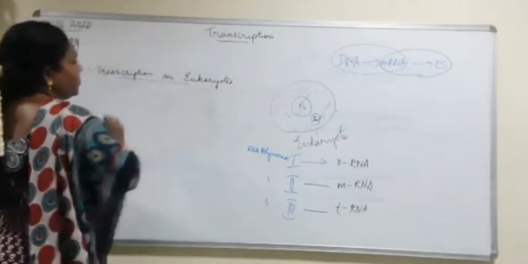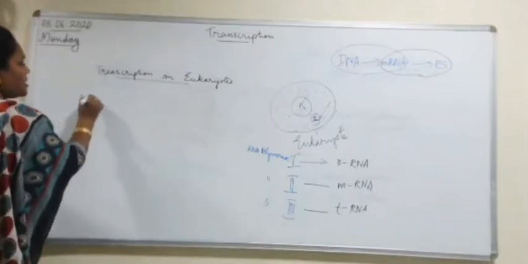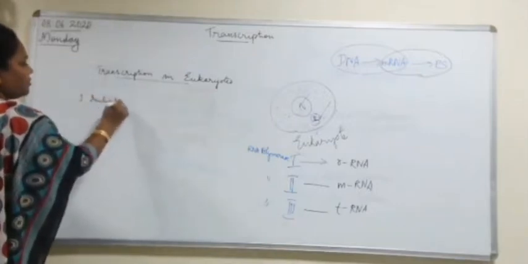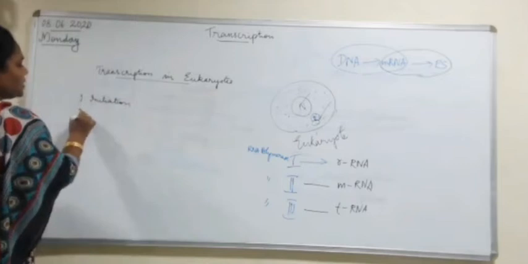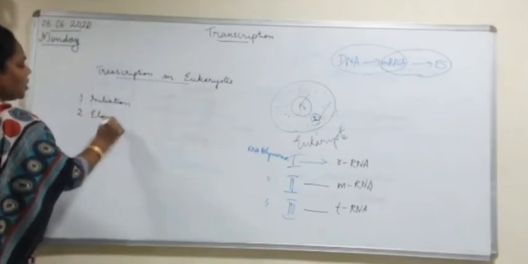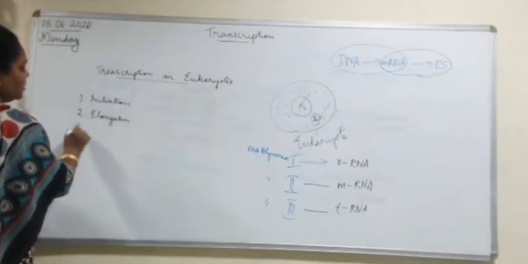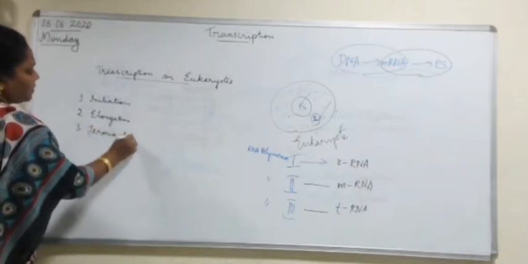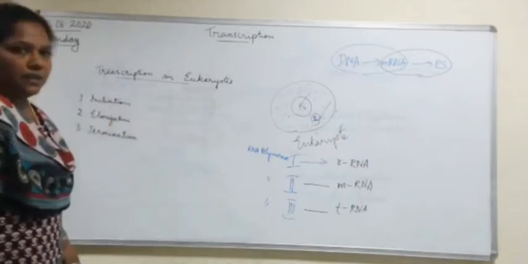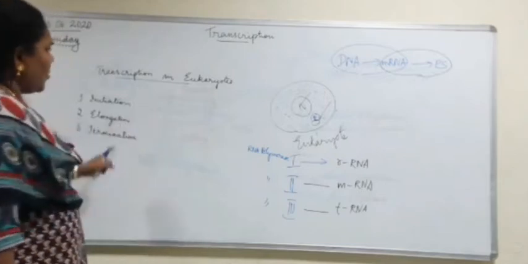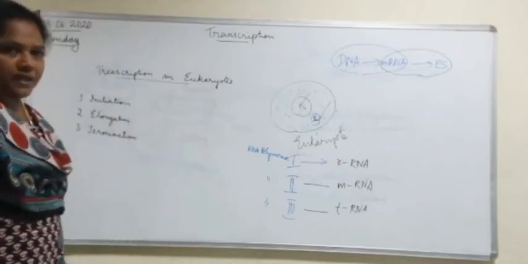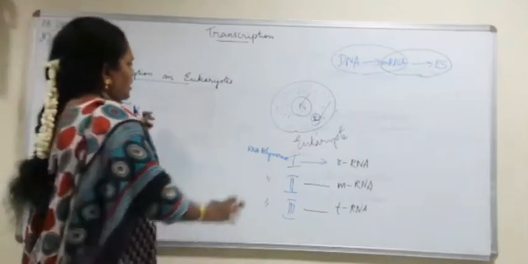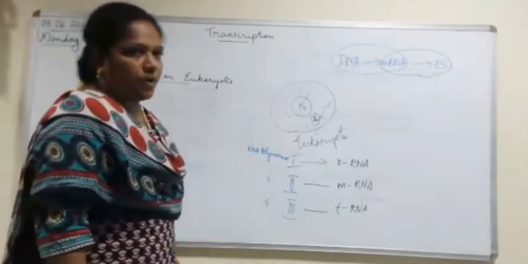So when we study about eukaryotes, the same first step, initiation, the second step, elongation, and then the third step, termination. Right. So what happens here? These 3 steps take place. What did I tell? Initiation, the same. Remember the transcription unit process.